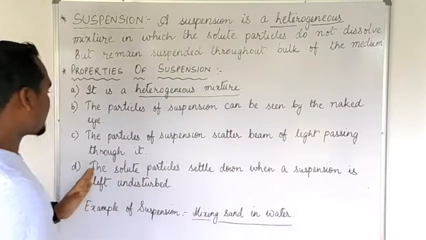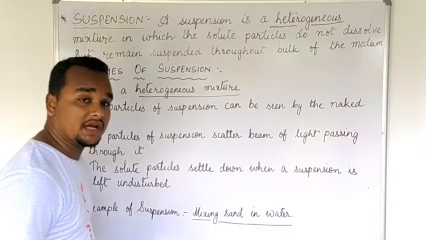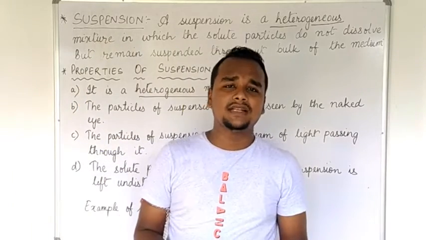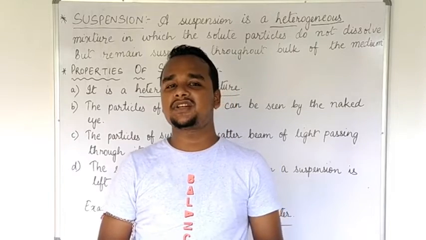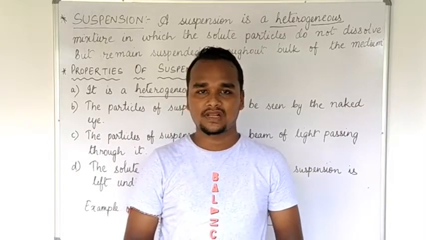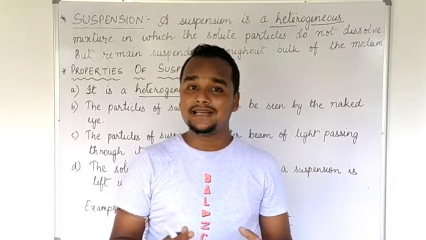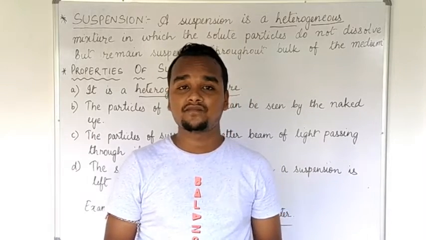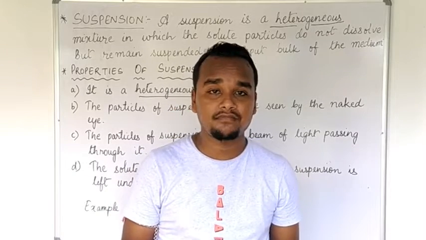Clear? Then the next one: the particles of a suspension scatter a beam of light passing through it. Now to understand this, the question is, is a suspension clear? Like we have read in solutions, a solution is very clear, right? Is a suspension clear? The answer is no. A suspension is not clear. Why?